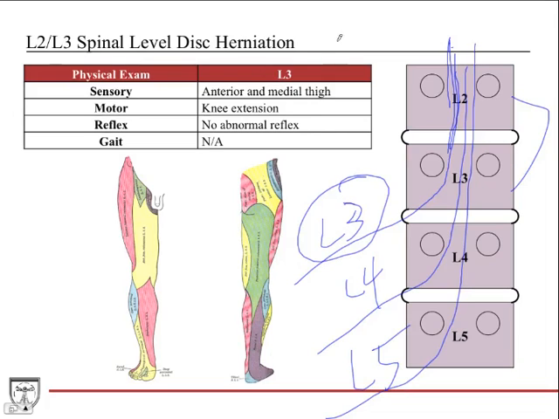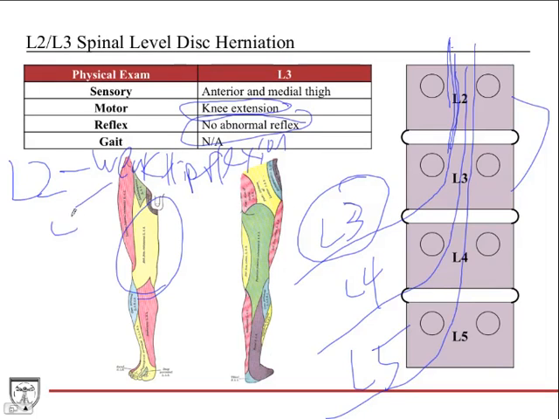Okay, so L3, anterior and medial thigh. This dermatome right here, this is where you'd find numbness, and weak knee extension. And then there's no real abnormal reflex here as well. One thing I'll point out, we don't have it in that chart in your book, but one thing I want to make a note of is L2. What you want to know about L2 is that L2 is weak hip flexion.